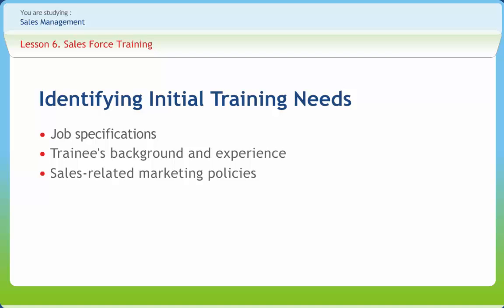Upon selection, each individual enters the initial sales training program with a unique educational background and experience record. Training has to be given according to the sales personnel's background and experience. And then, in order to determine initial sales training needs, sales-related marketing policies must be analyzed. Differences in products and markets mean differences in selling practices and policies, which in turn means differences in training programs. The training is then given on a varied basis.